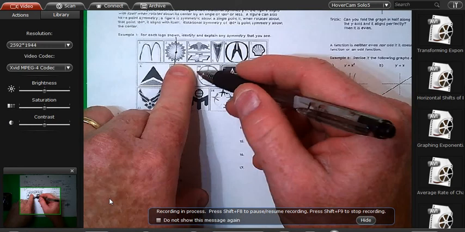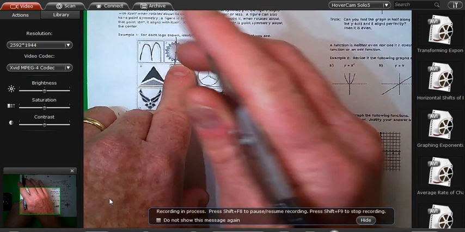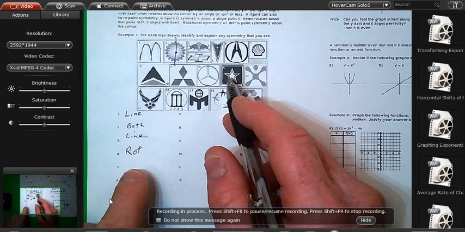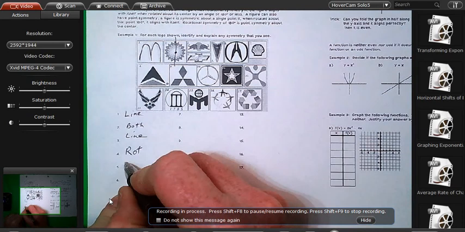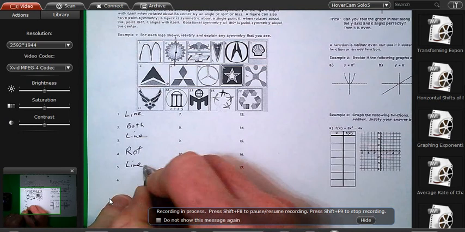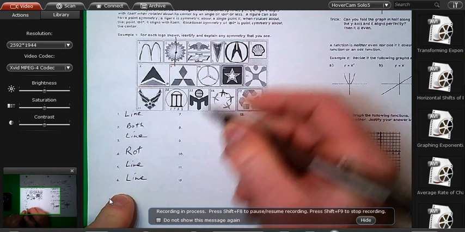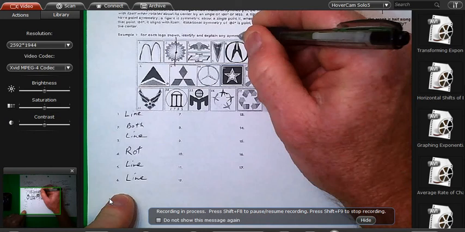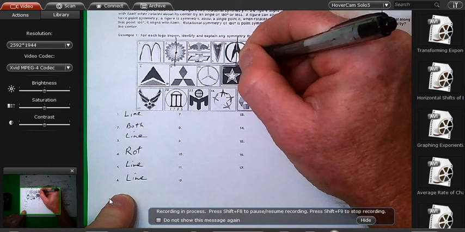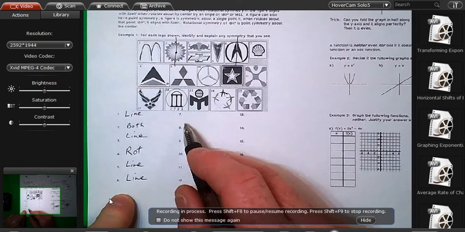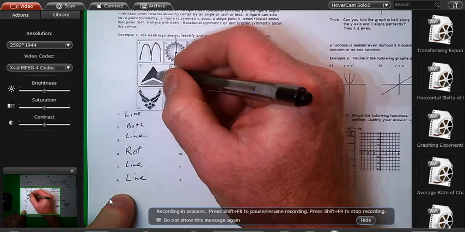All right, what about number 5? L. L for line. What about 6? B. Nope. 6 is also line symmetry. You can only cut it this way. All right, you can't rotate it onto itself. All right, what about 7? L. L for line. What about 8? L. Yep. What about number 9?